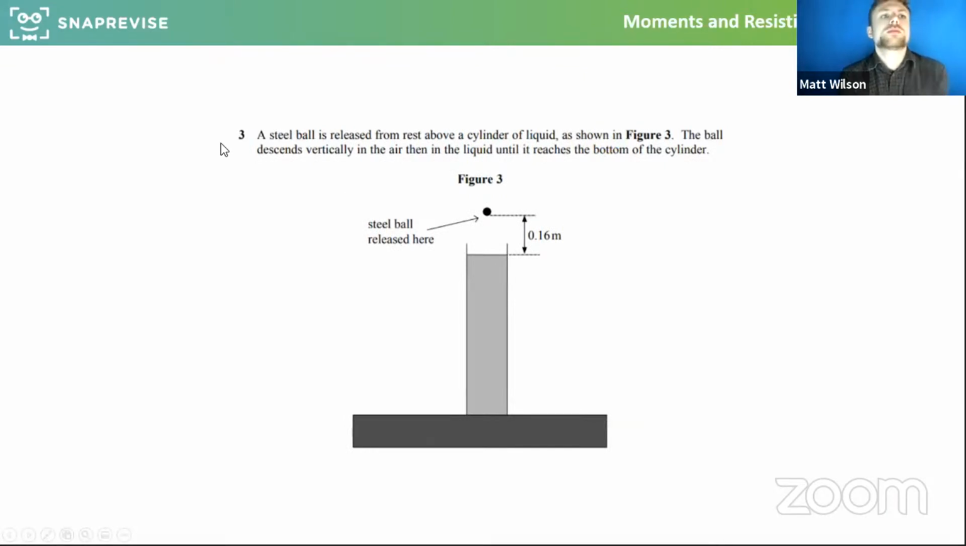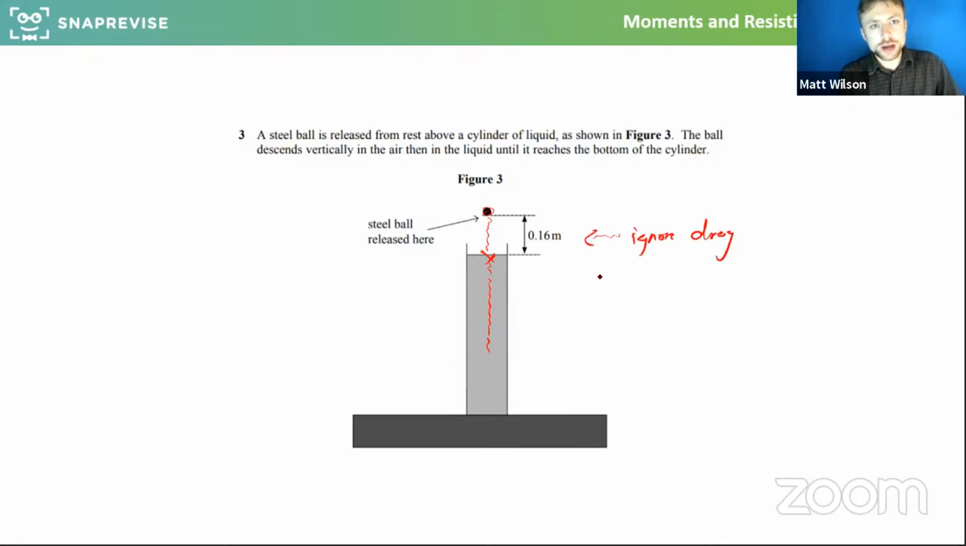Okay, a steel ball is released from rest above a cylinder of liquid, as shown in figure 3. The ball descends vertically in the air, then in the liquid, until it reaches the bottom of the cylinder. Okay, so we have this ball here. It's going to fall, it's going to hit the liquid, and then when it hits the liquid, well, it's going to continue falling. Okay, so that's the whole story. The idea of this is in this question, we're essentially going to ignore drag here.